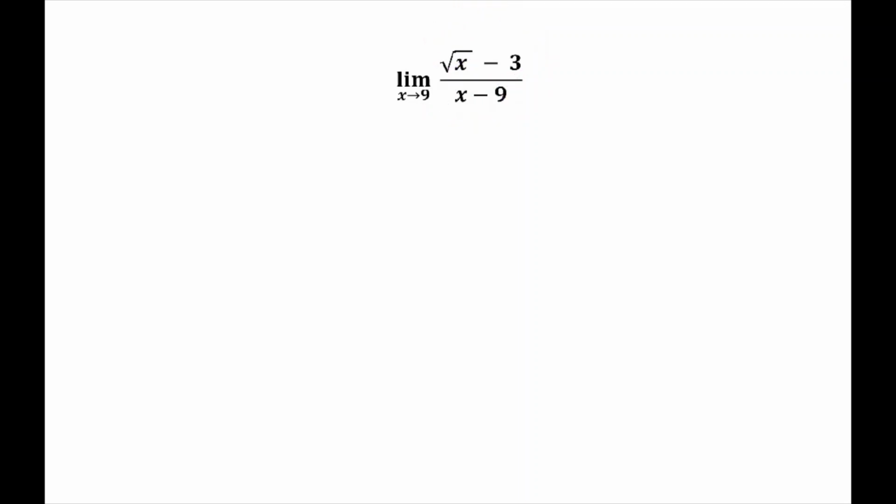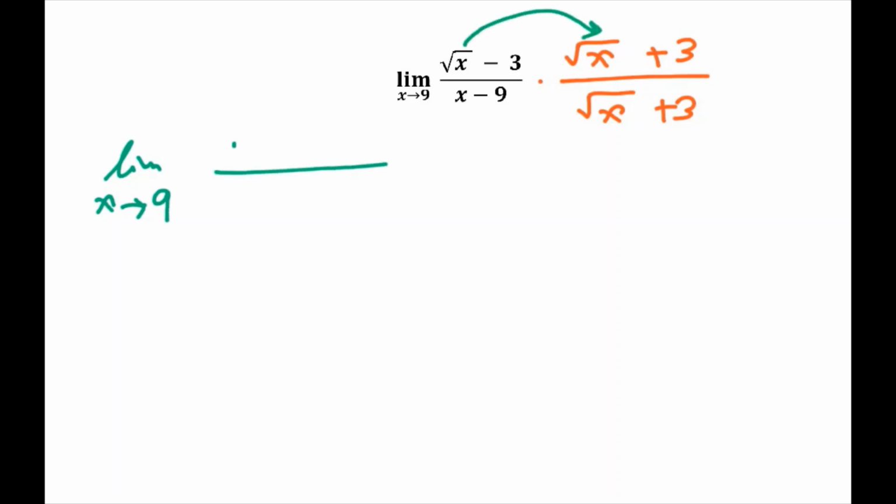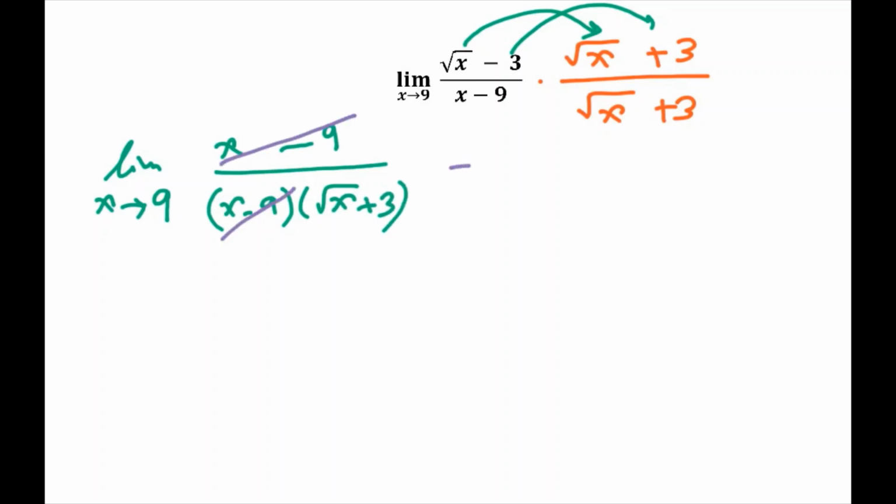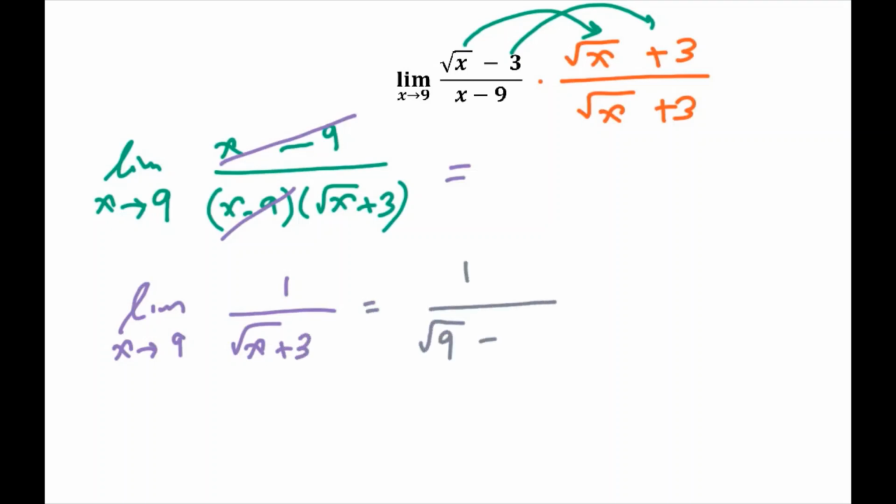So what we are going to do, we will multiply by the conjugate. That's because I have a square root. So square root of x plus 3, square root of x plus 3. Now limit. These two will be x, and these two will be negative 9 over x minus 9, square root of x plus 3. Now as you can see, these two can cross out each other. So it will be limit x approaches 9, 1 over square root of x plus 3. Now you can substitute x by 9. That's going to be 1 over 6.